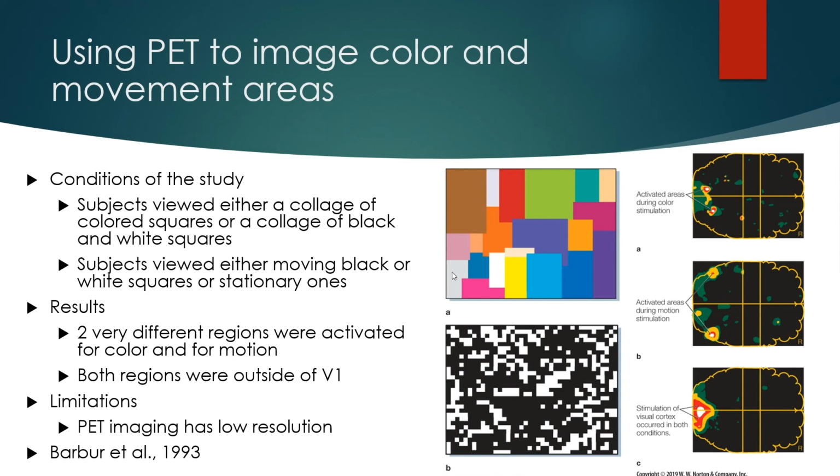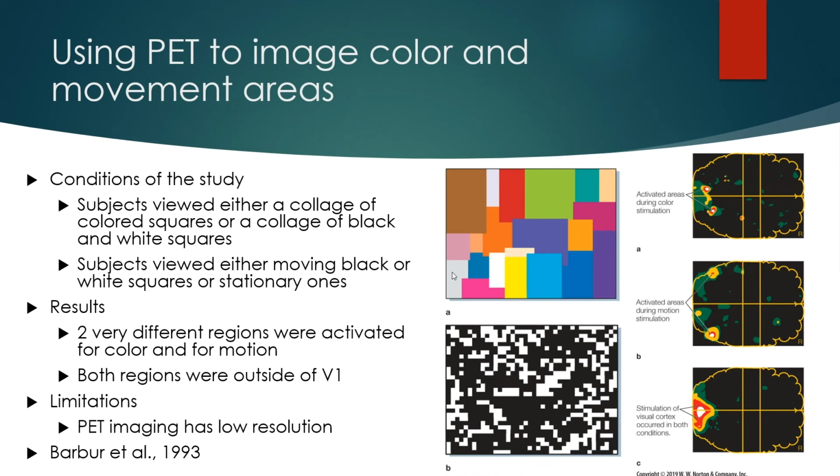This makes it tough to see exactly what type of motion or what type of color. This was a PET imaging study, so the resolution's not really good, like that 7T scanner one that we just looked at. But this is still a really good example of it. So this is the end of vision.